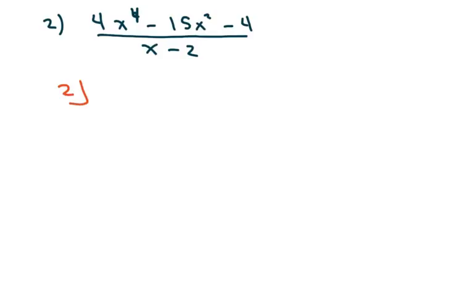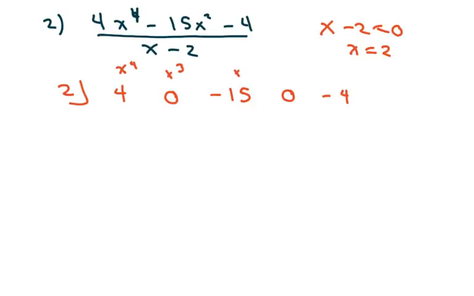Okay. Now here we have another one. So remember you set the divisor to 0, so x is 2. And we've got a 4, then we're going to have a 0, because we don't have x cubed, negative 15. And then we don't have an x to the first place, 0, and negative 4. So this would be your x to the 4th, x cubed, x squared, x, and x to the 0. Okay, so we should get a 0 right here if it's a factor.